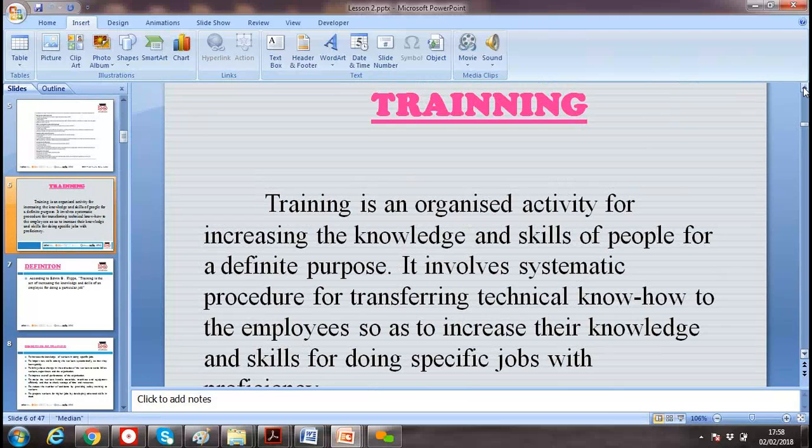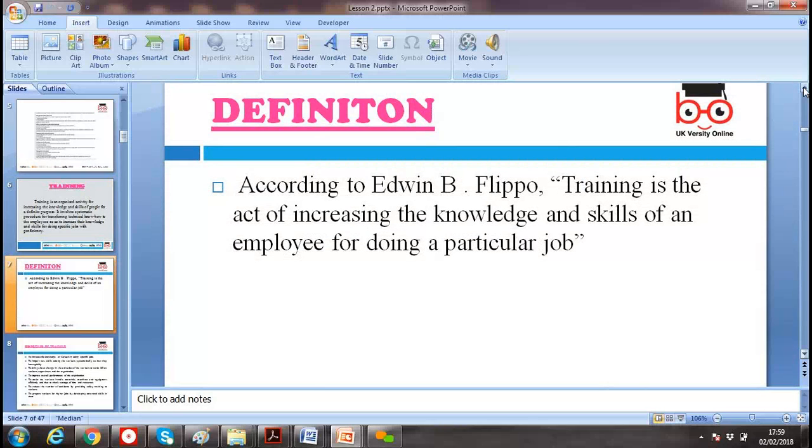Okay, training is an organized activity for increasing the knowledge and skills of people for defined purposes. We have a purpose: yes, we have low productivity, we want to give the training, we are spending money on it, and we should do it. If the training is effective and well designed, it can help us improve performance and productivity within our organization. So it involves systematic procedures for transferring technical know-how, increasing knowledge and skills for doing specific jobs. So that's all about the training.